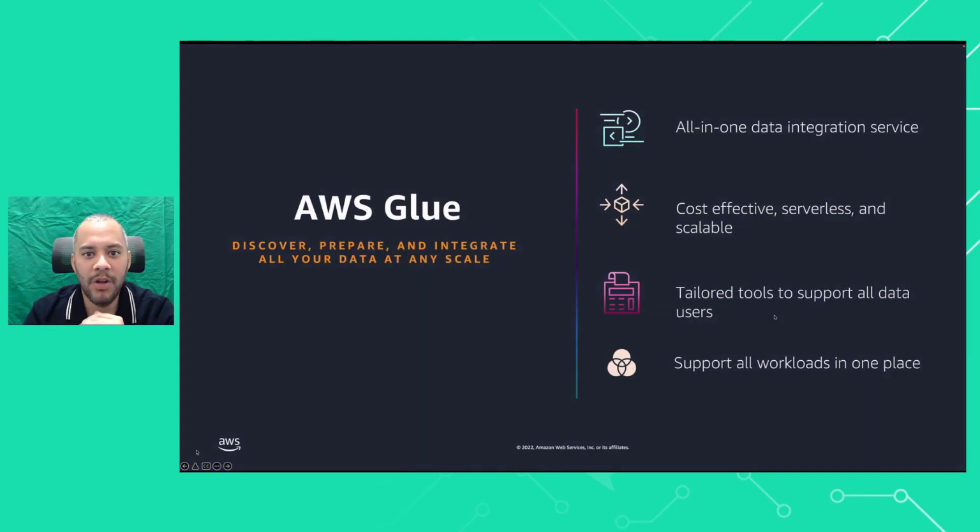So AWS Glue is our data integration service. It covers different use cases. It offers data catalog, it offers the ETL part, and so on. Okay, it's cost effective because it's serverless. So what this means is that you're going to pay just for the duration of the job. Okay, you are not going to pay for something that you are not using.